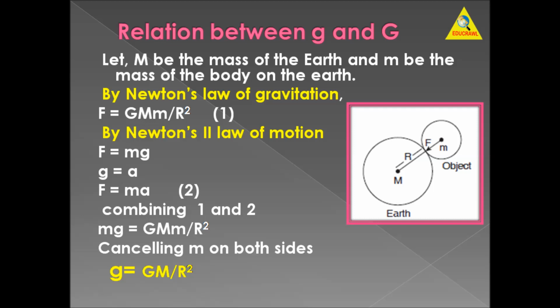So the LHS of those two equations are the same, that is the force. So we are equating the RHS. When you equate the RHS, you get mg is equal to GMm by r squared. On the two sides, you have m as common, so we are cancelling it out. Hence we get the acceleration due to gravity value as g is equal to GM by r squared. This is the relation between acceleration due to gravity and gravitational constant.